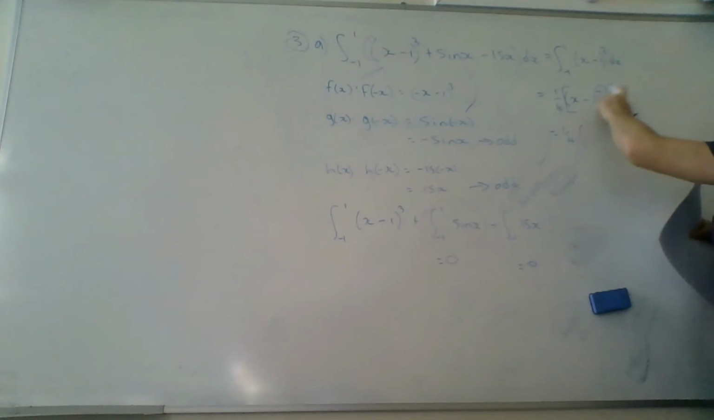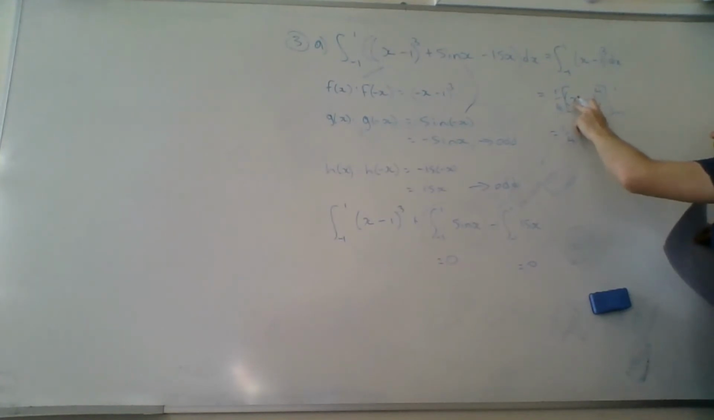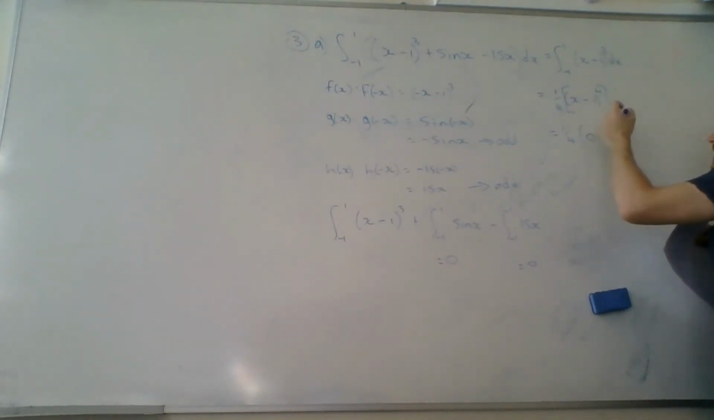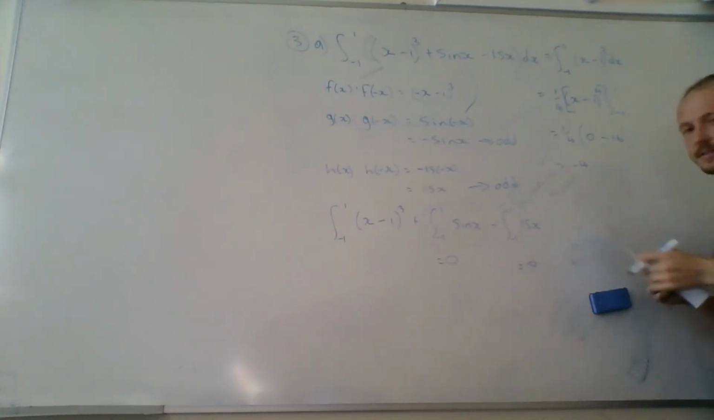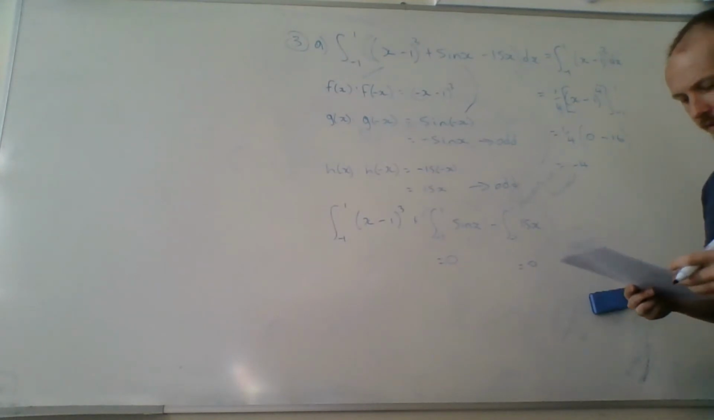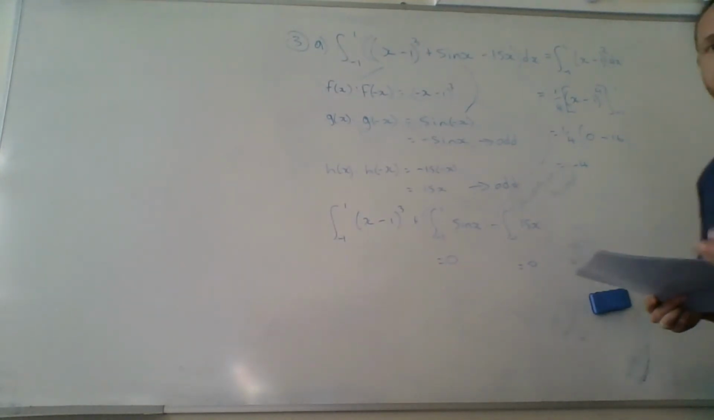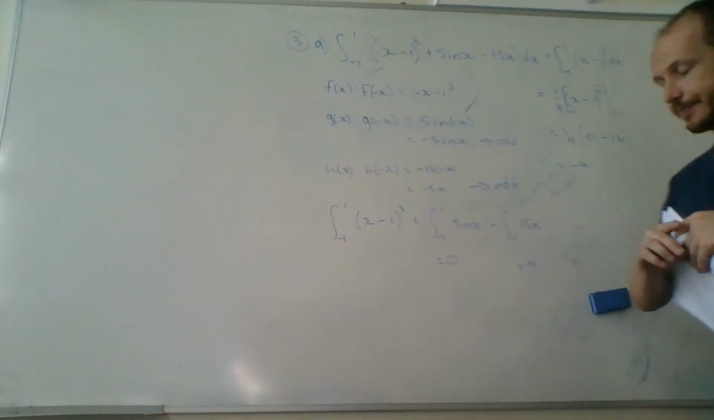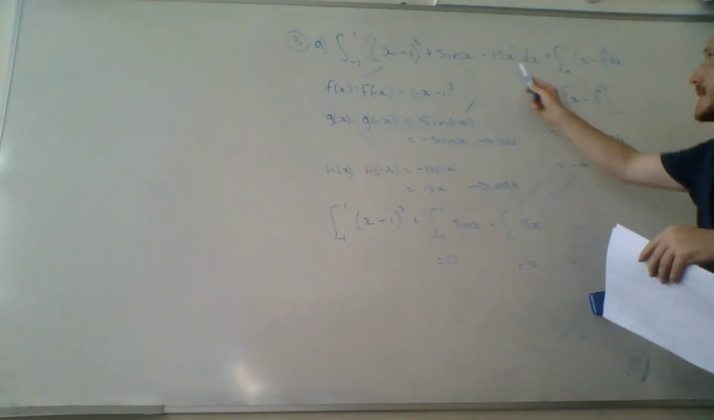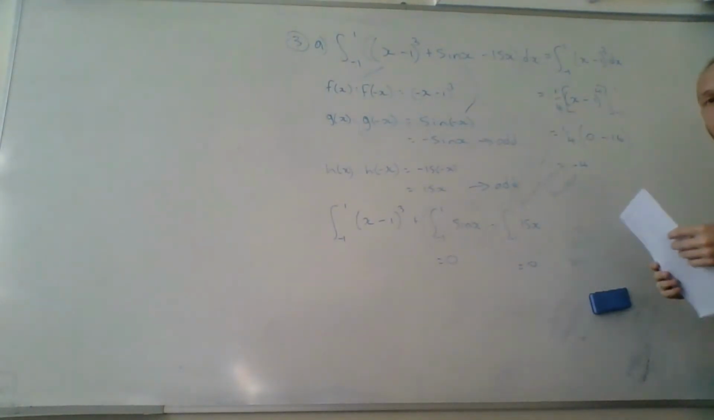Substitute in our values. So put in 1, that gives us 0. Put in minus 1, okay, that gives us minus 1, which is minus 2 to the 4, which gives us 16. So 0 minus 16. So this would be minus 4. Okay? So our integral here is simply minus 4, because we simplified it by checking that these two were odd.